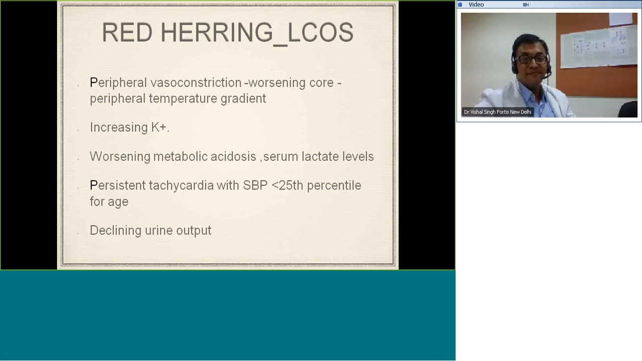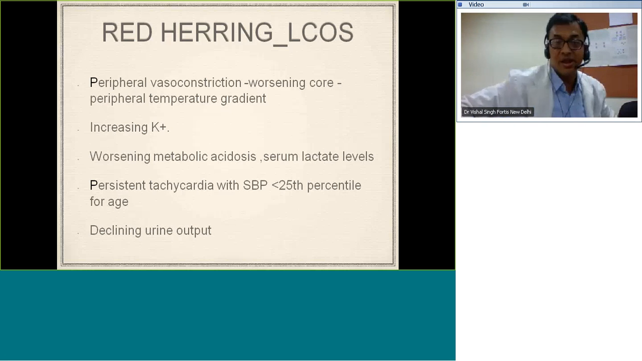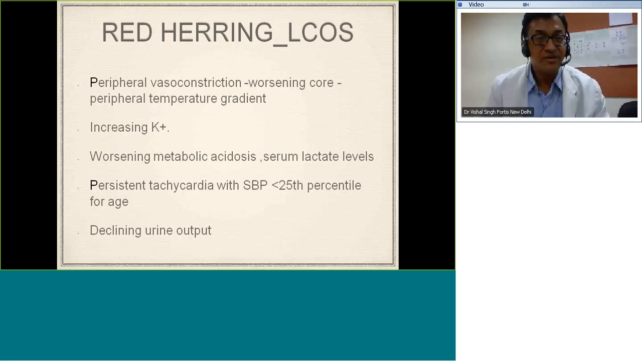How do you identify that a patient of low tetralogy is going to a low cardiac output state? Well, very simple clinical points. There's peripheral vasoconstriction with a worsening core to peripheral temperature gradient. You'll find that the core temperature is rising and the peripheral temperature is falling. A most important sign of the child proceeding towards LCOS.